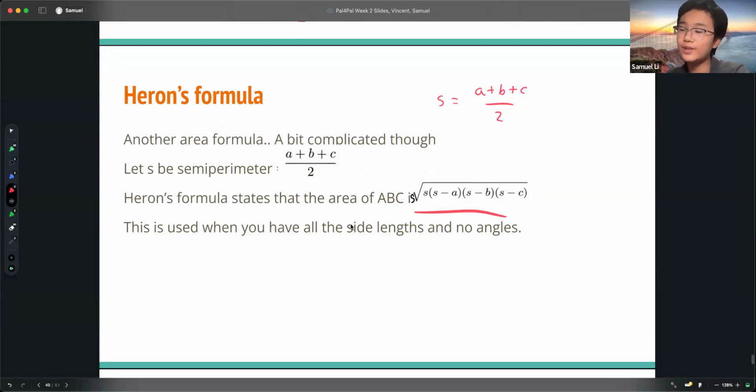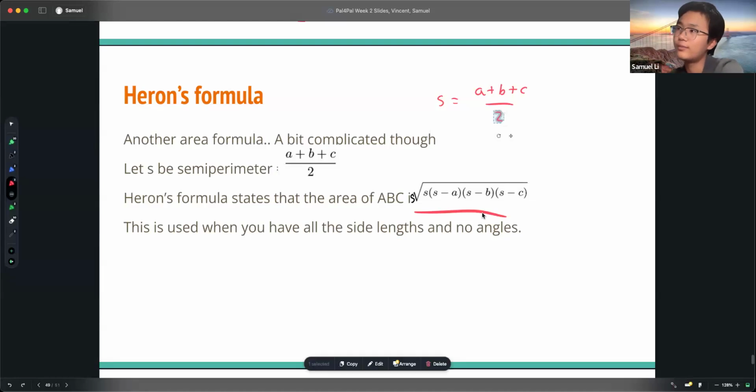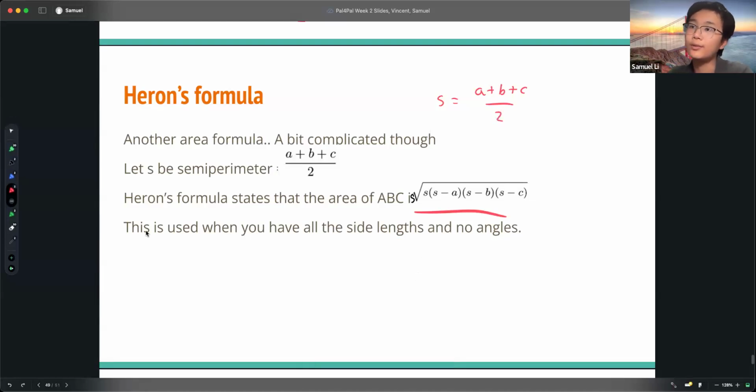So we know through Heron's formula that the area of the triangle with side lengths A, B, C is given by the square root of S times (S minus A) times (S minus B) times (S minus C). It's actually really symmetrical inside. This is typically used when we know all side lengths and have no angles. Of course, you could derive the angles through something like law of cosines, but this is just a really convenient way to calculate the area of a triangle without any angles being known.